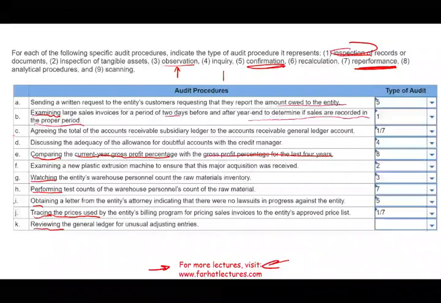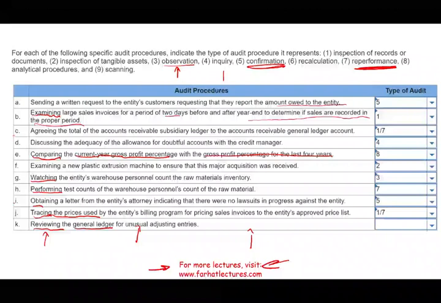Reviewing the general ledger for unusual adjusting entries. Now you might be saying reviewing is a form of inspection. You're not really inspecting, you're just basically reviewing. And what are you reviewing for? For unusual transactions. Let me give you an example. Let's assume at the end of the year, you had a large sale or a large expense. So you're looking for something that's unusual. You're not looking for anything in particular. You're looking for something that should not be there, or if it should be there, it does not make any sense. You want more explanation for this.